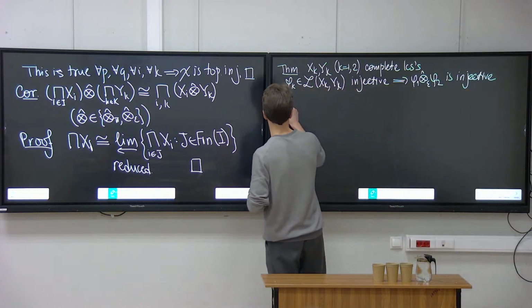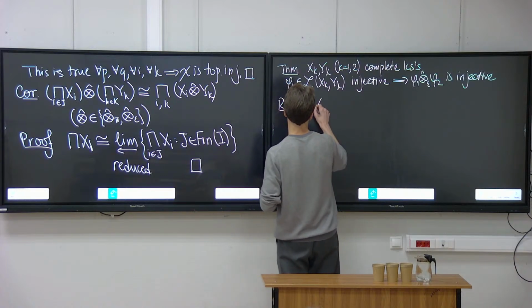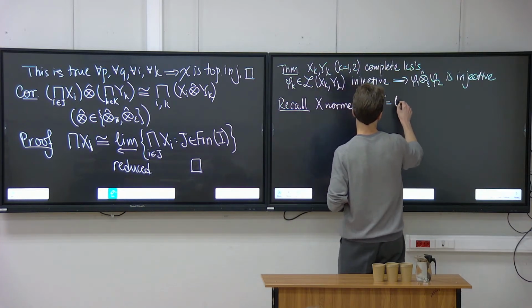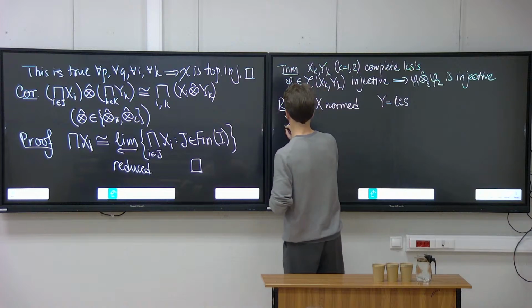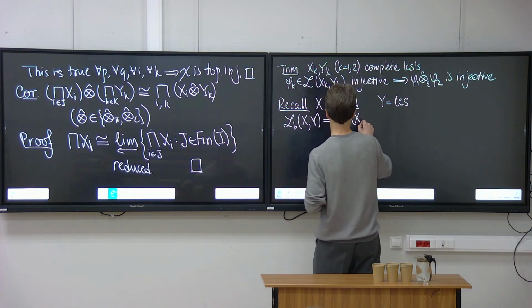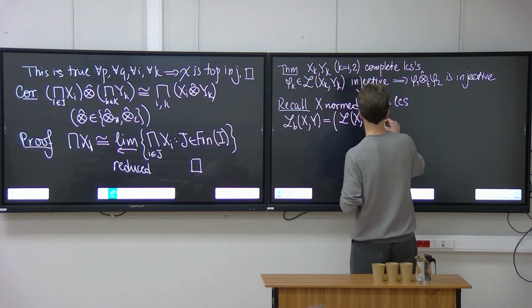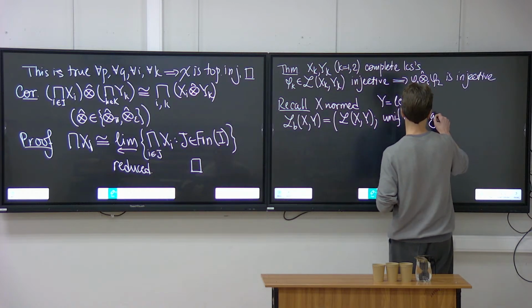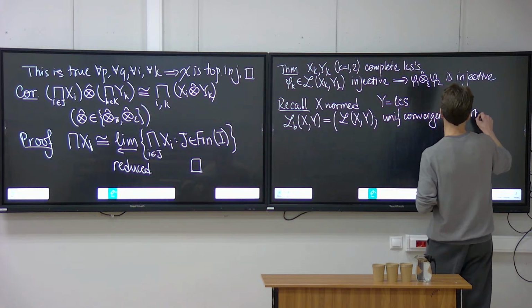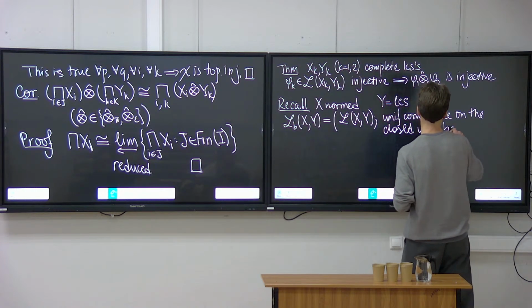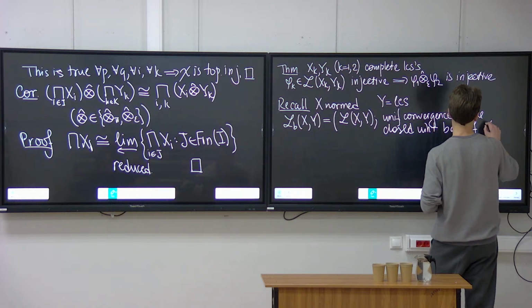The proof is based again on a couple of lemmas. Let's recall that if X is a normed space and Y is a locally convex space, then we denote by L_B(X,Y) the space of continuous linear operators from X to Y equipped with the topology of uniform convergence on the closed unit ball of X.